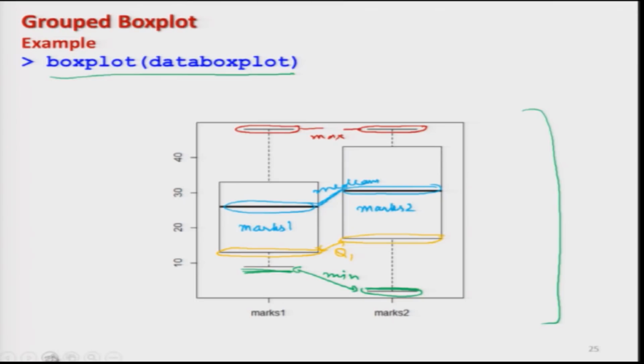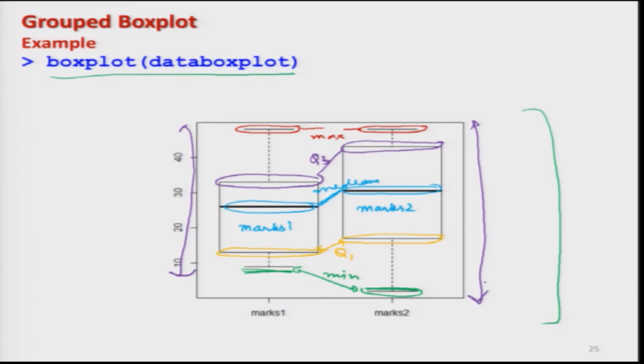And similarly, if you try to compare the third quartiles highlighted by these violet lines, you can see here that the third quartile, Q3, in the case of marks 2 has a higher value than in the case of marks 1. And you can see here the range in marks 1 and the range in marks 2. So, you can see very clearly that the range of marks 2 is higher than the range of the data in marks 1.